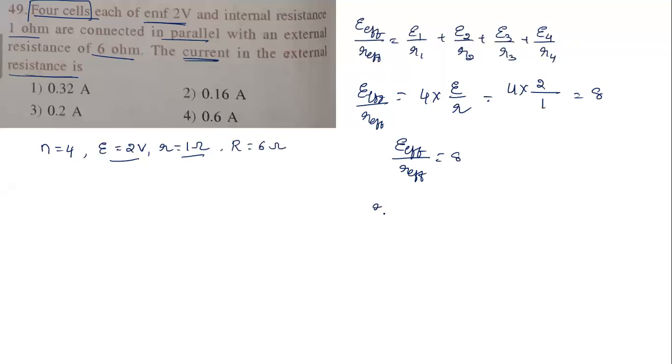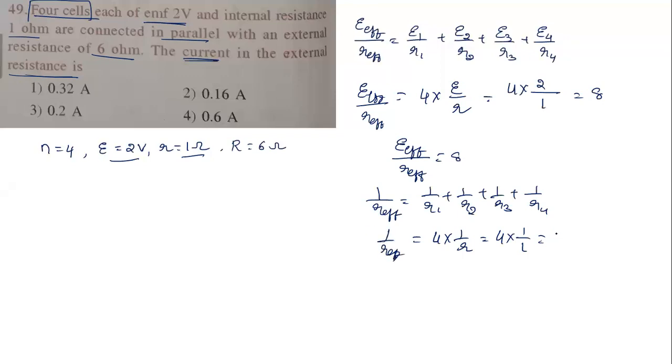Now we need to find R effective. What is the case of R effective? So 1 by R effective equals 1 by R1 plus 1 by R2 plus 1 by R3 plus 1 by R4, because it is a parallel combination. So this becomes 4 times of 1 by R. Now R is 1, so 1 by 1 is 1, and 4 times that is 4. So 1 by R effective is 4. Then what is R effective? You should take the reciprocal. It becomes 1 by 4, or 0.25 ohm. Okay, that is R effective.